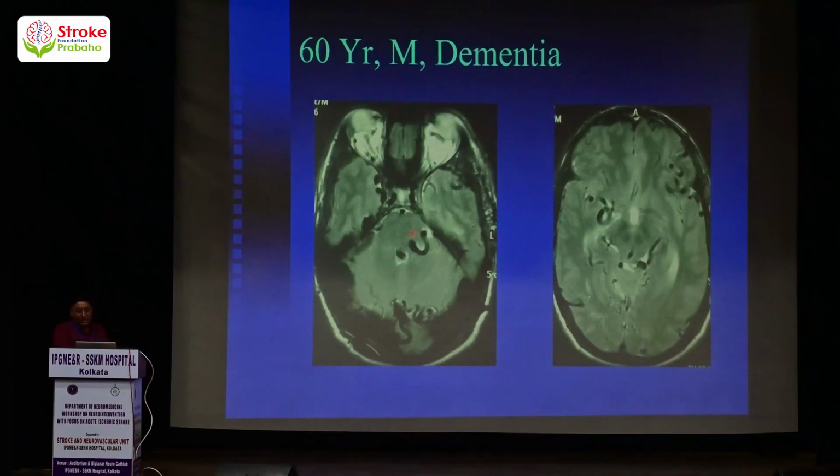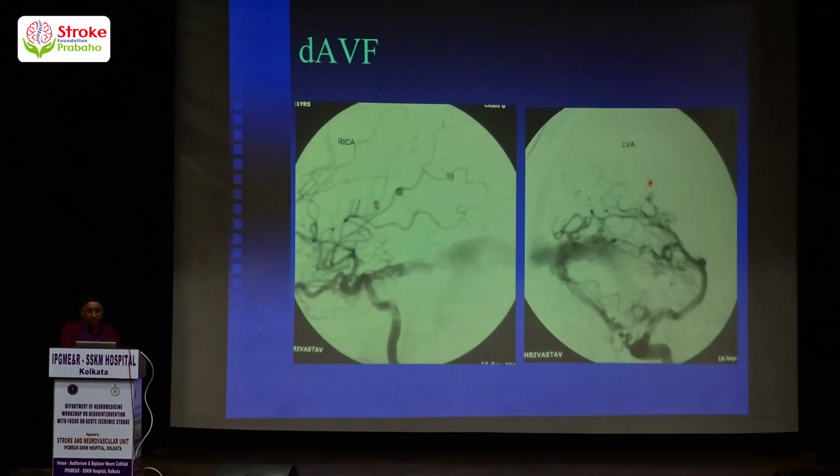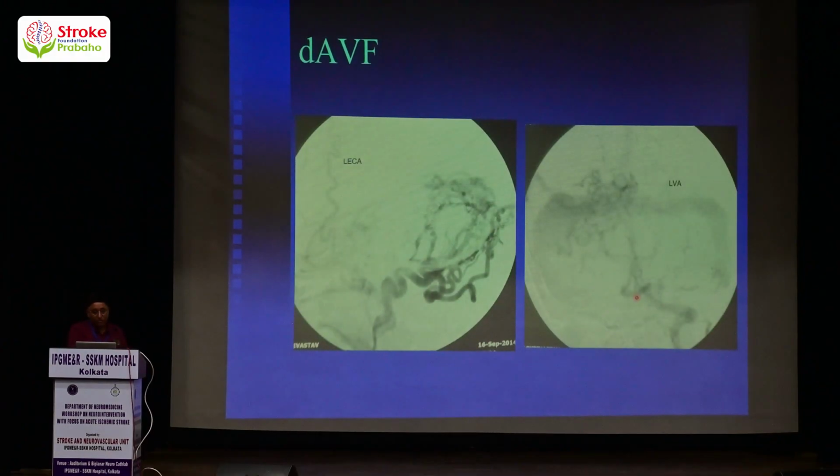This is one case, a 60-year-old male who presented in the neurology department with dementia, and when we did the MRI, we can find there's a lot of fluids here. And when we perform the DSA, we can find there's a dural fistula. So in a patient with dementia, you have to look for the fluids very carefully, and sometimes you can find a reversible cause of dementia in the form of a dural artery fistula.